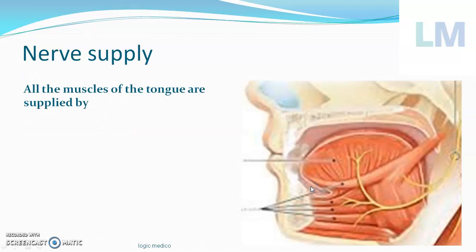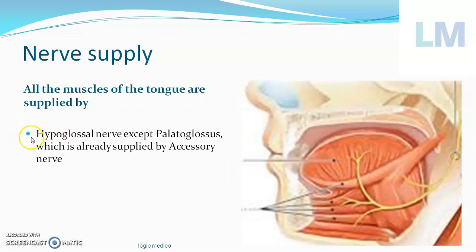Next up is the nerve supply. All the muscles of the tongue are supplied by a nerve which is coming like this. It's coming underneath the tongue and then supplying. You can see it's supplying the genioglossus. So what is this nerve's name? It's called the hypoglossal nerve. It's nothing but the 12th cranial nerve, except for one muscle.